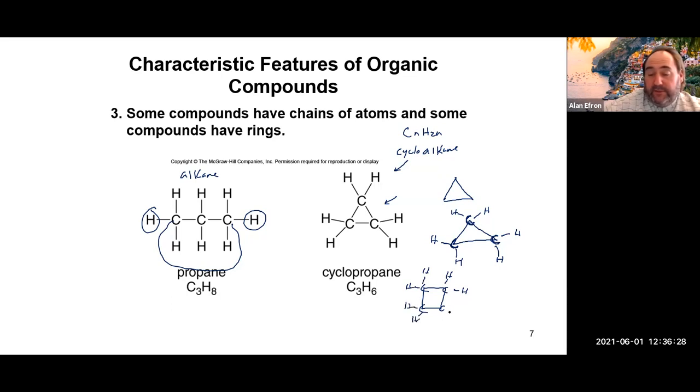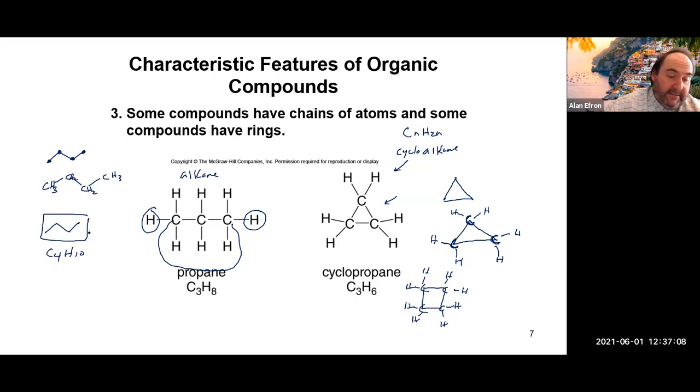We could also draw line structures for compounds that are not in a ring, like what we have here. We could draw this right here, which would represent 1 carbon, 2 carbons, 3 carbons, 4 carbons. Everywhere a line ends is a carbon. This would have 3 hydrogens, this one would have 2 hydrogens, this one would have 2 hydrogens, and this one would have 3 hydrogens. So this would represent C4H10.